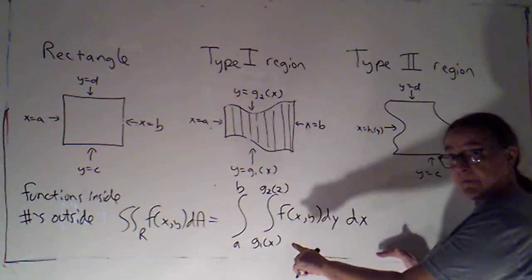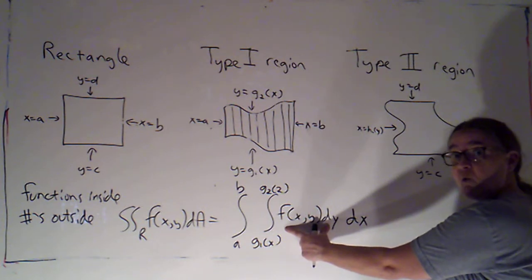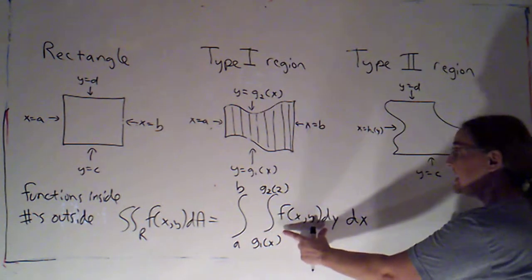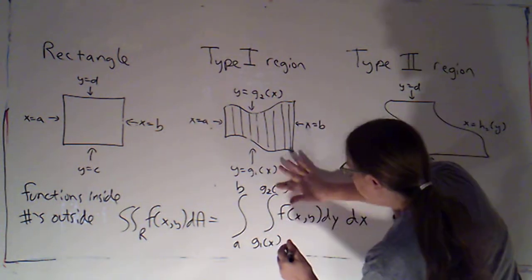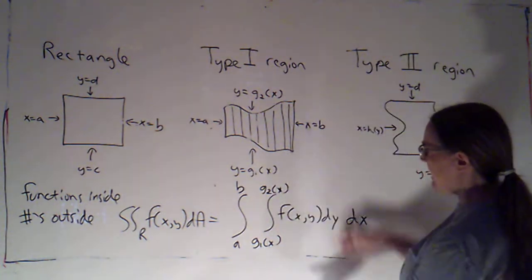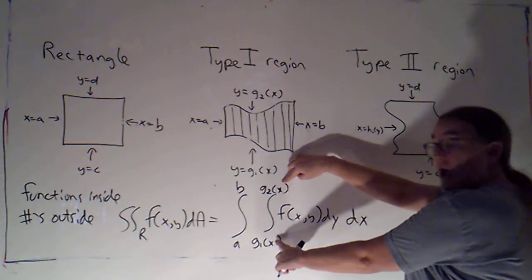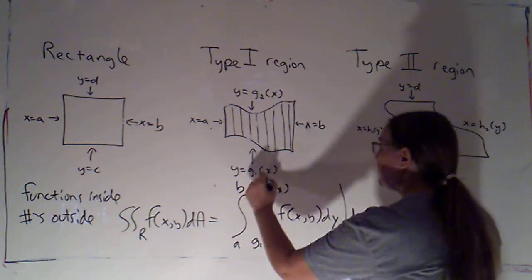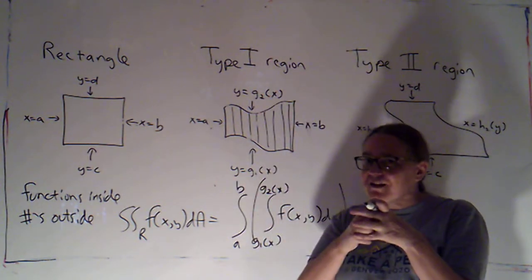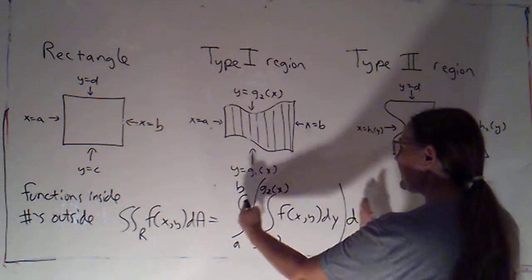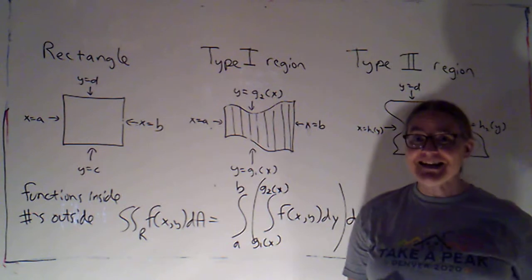Because what's going to happen is I start here with something that has both x's and y's in it. Then I find an antiderivative in terms of y. Oops, that's g2 of x. And I'm going to replace y with this function of x. Once I've done that inside integral, there are no more y's in there. All the y's got replaced with some x's. Then I integrate that, and I replace the x's with a's and b's.